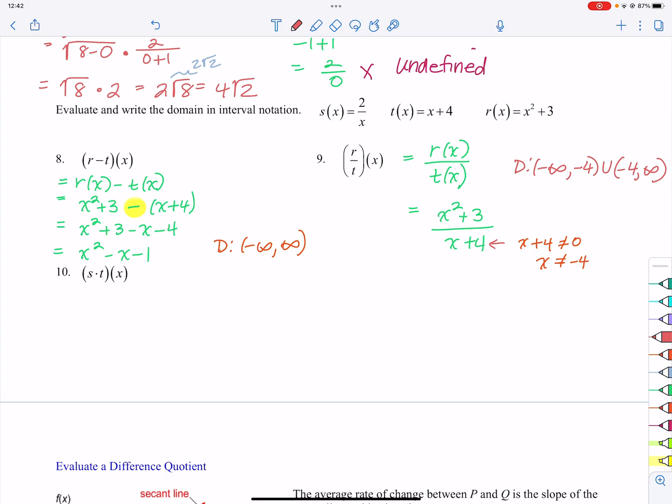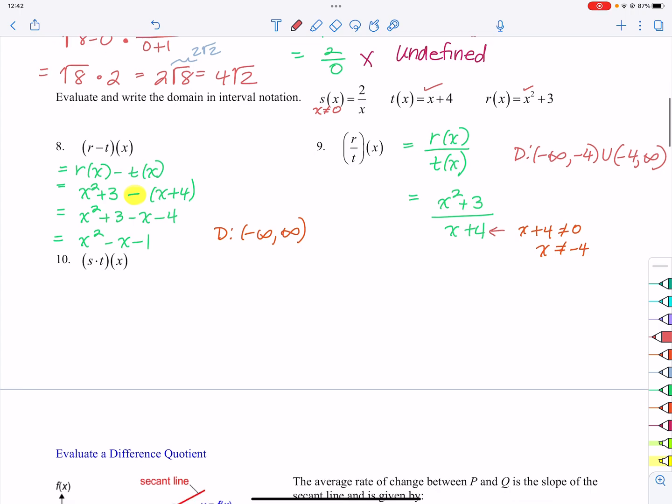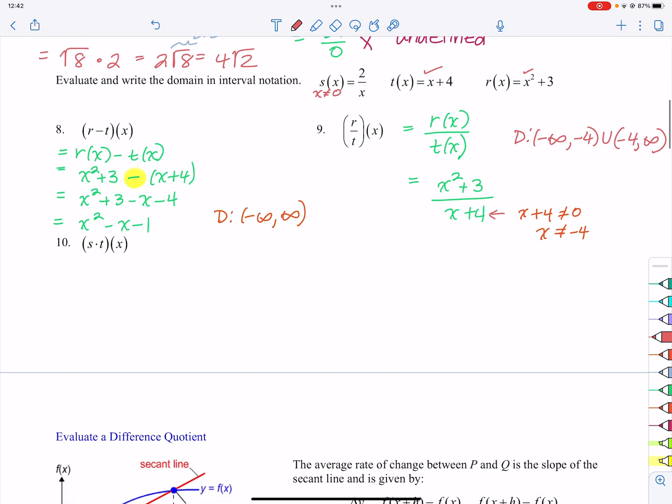Okay? And we could have started with the domain of each one of these because the domain of t of x and r of x are all reals. In the domain of s of x, we can't have x equal to 0. So that's worth pointing out when we get here to number 10.